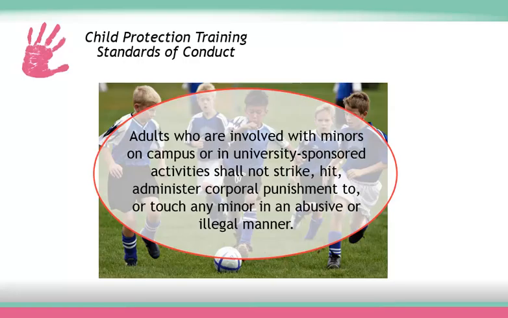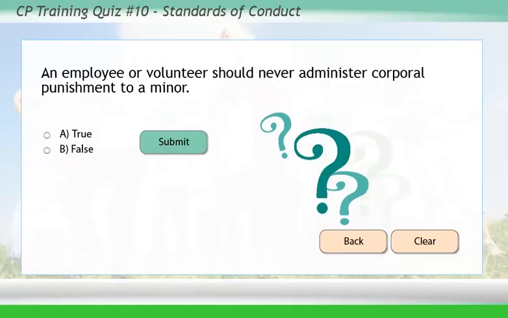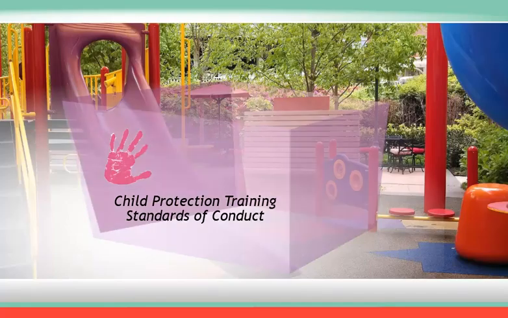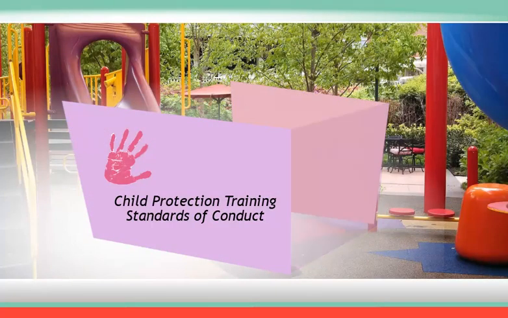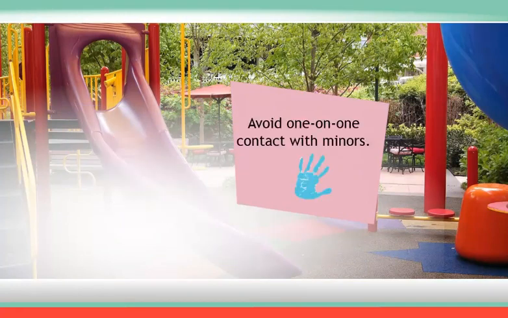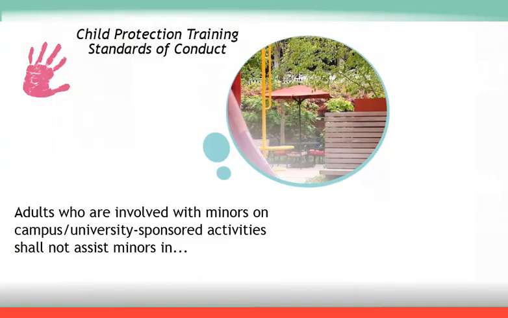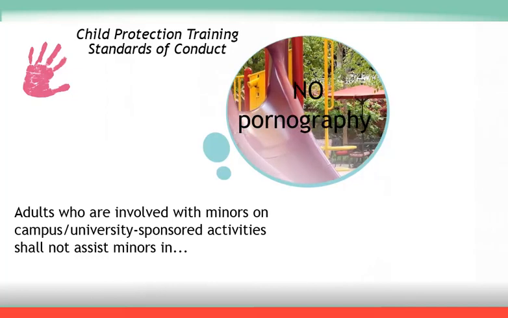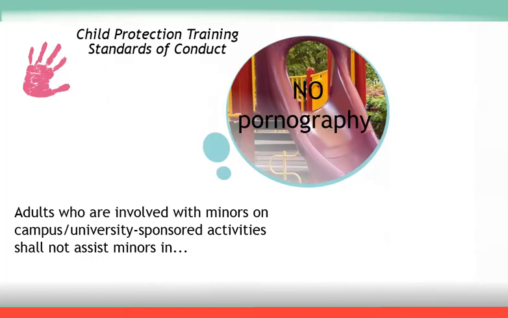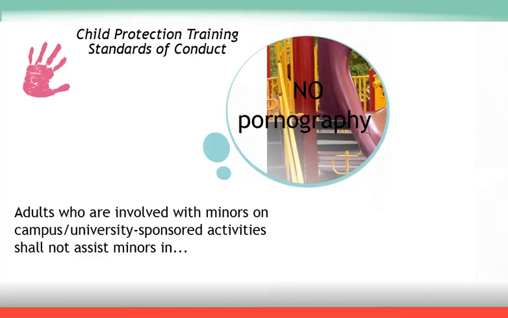Adults who are involved with minors on campus or in university-sponsored activities shall not strike, hit, administer corporal punishment to, or touch any minor in an abusive or illegal manner. They should avoid one-on-one contact with minors. They shall not assist minors in accessing pornography or make any form of pornography available to them.